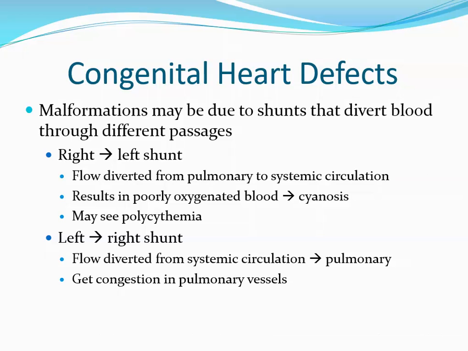Many congenital heart defects or the malformations may be due to shunts. A shunt diverts the blood through different passages. A right to left shunt occurs when flow is diverted from the pulmonary circuit into the systemic circuit. This results in blood being poorly oxygenated because it is now bypassing the lungs. Cyanosis often results. You may also see polycythemia, an increased production or number of red blood cells in an attempt to compensate. In a left to right shunt, flow will be diverted from the systemic circuit into the pulmonary circuit. This will result in congestion in the pulmonary vessels.